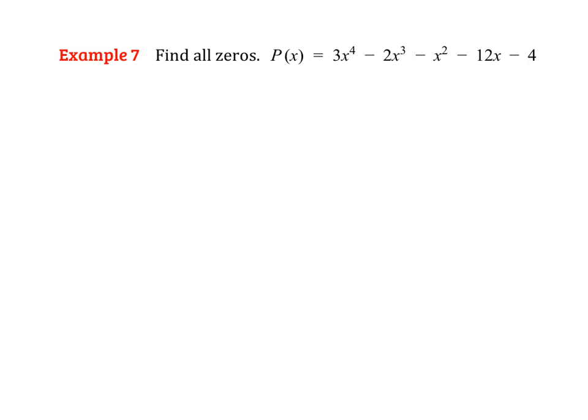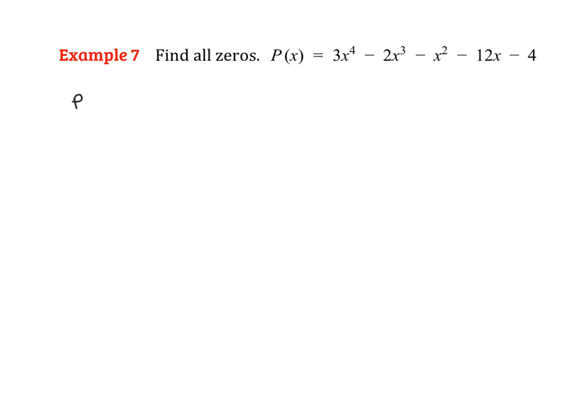Okay, so now we're going to try to use everything that we've been learning and talking about to see if we can find all of the zeros, both real and complex, of this polynomial. So again, we need a starting place, so I'm going to be using the rational root theorem to give me a list of values to try.